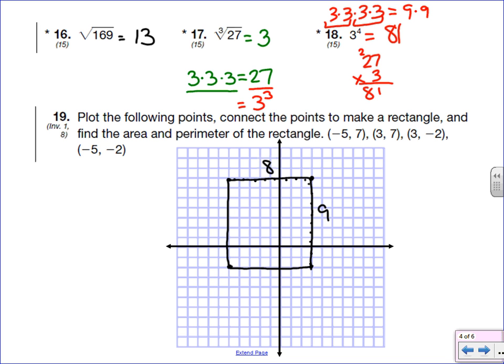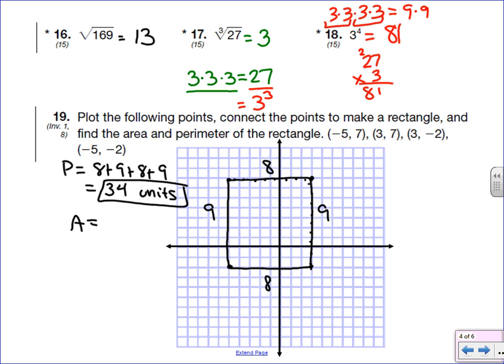So to find the perimeter, that means add up all the sides. 8 plus 9 plus 8 plus 9. 8 plus 9 is 17. 17 and 17 is 34. And on the graph, we don't know what the units are, so we just call them units. And then area comes from multiplying. 8 times 9 is 72. And then we have units squared, since it's area.